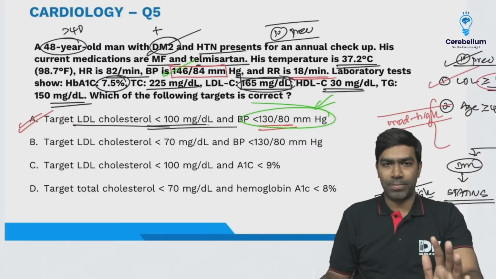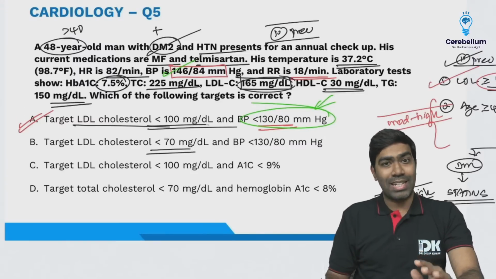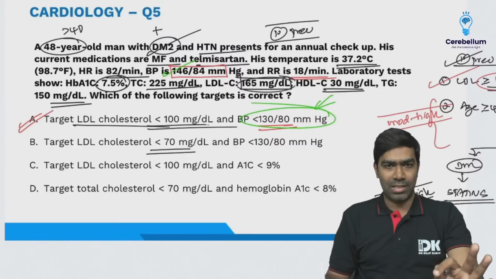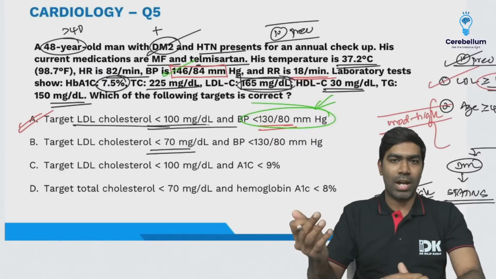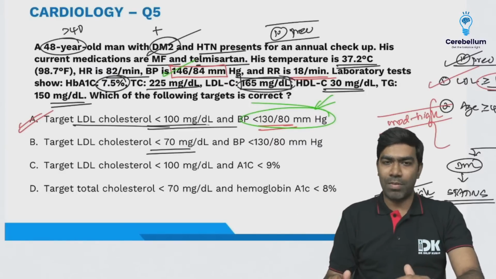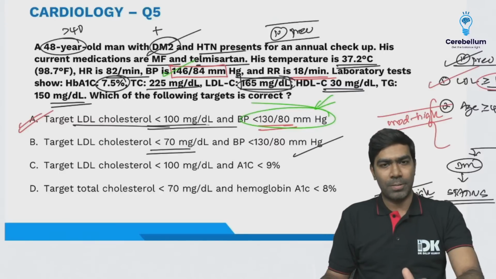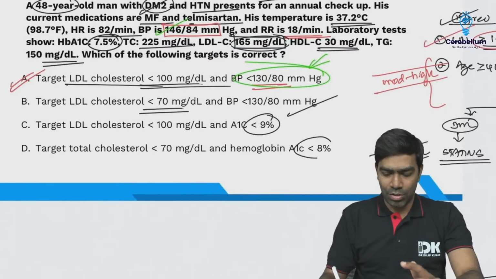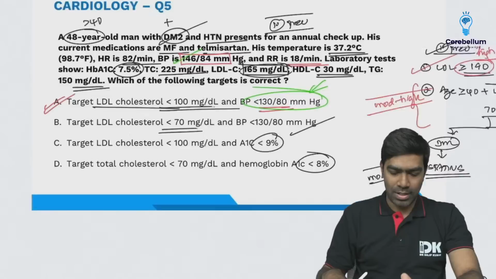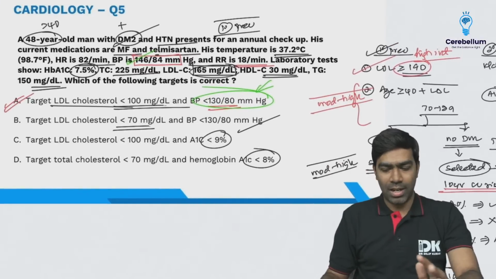Hope you understand. Option B would have been correct in case the patient is already a known case of ASCVD, like coronary artery disease or peripheral vascular disease or cerebrovascular disease. Then option B would have been correct. Option C is wrong because for most patients we keep an A1C target of less than 7. So that's why it is wrong. C and D are just dummy choices. Right answer is option A.